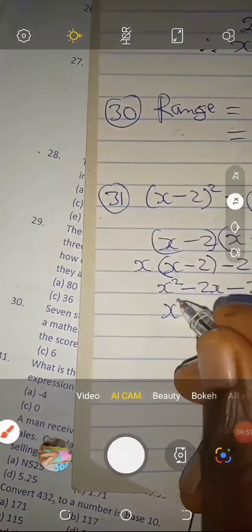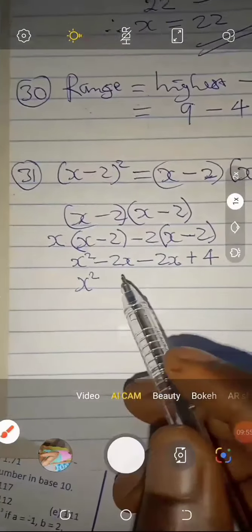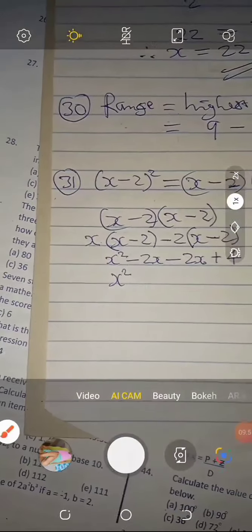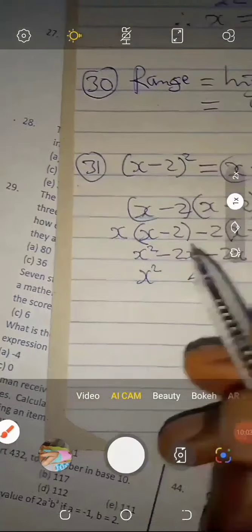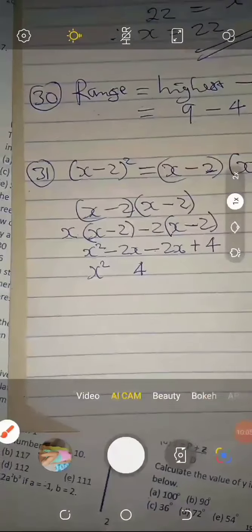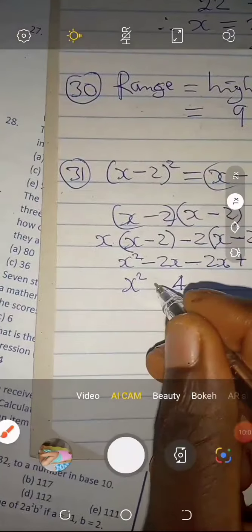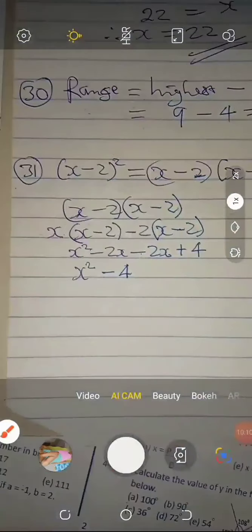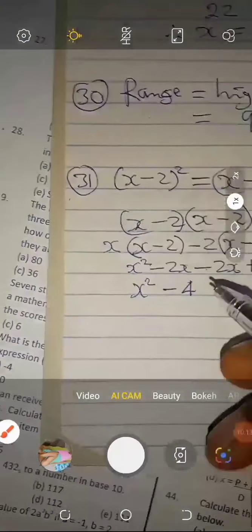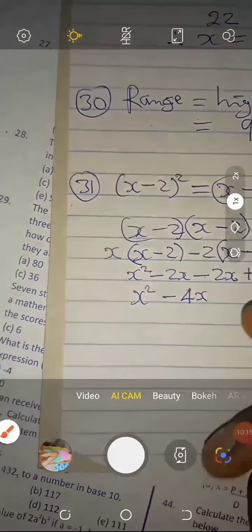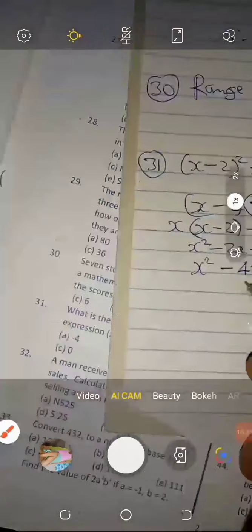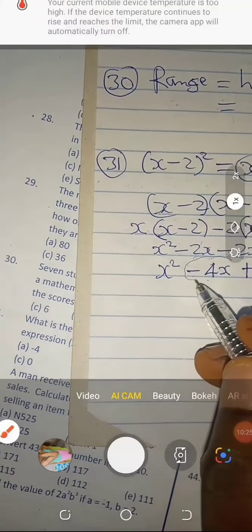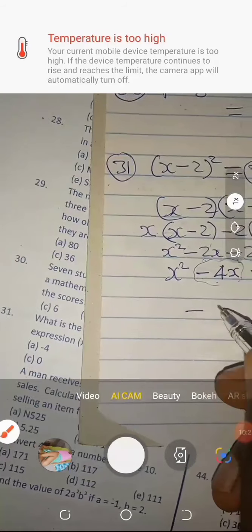So we have our x squared. Now remember, we have minus 2 minus 2. Minus minus is plus, so 2 plus 2, you have 4. Each of them has the same sign, so no one is greater than the other, and we pick the sign of one of them. We pick minus and attach the x that you have. Then you bring down your plus 4. Now when you're through, you can see what you are looking for: minus 4x.